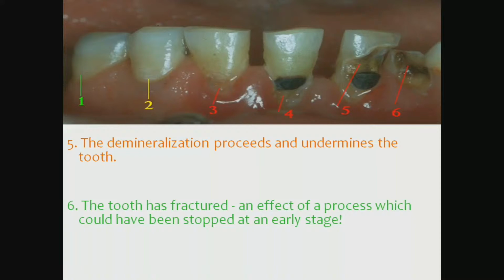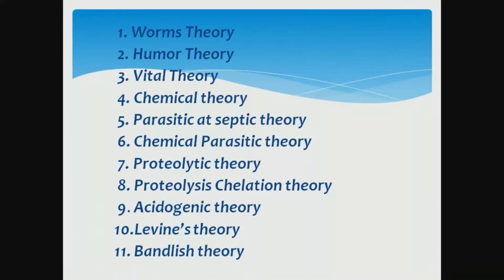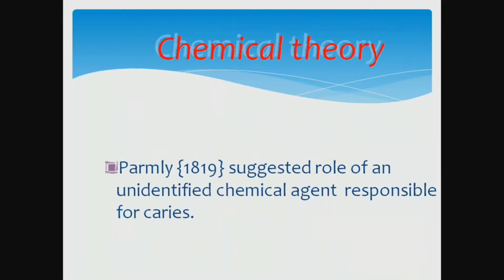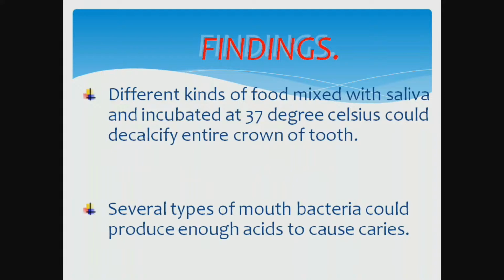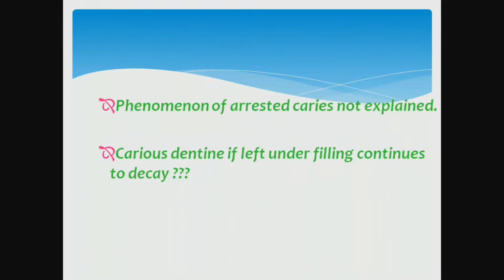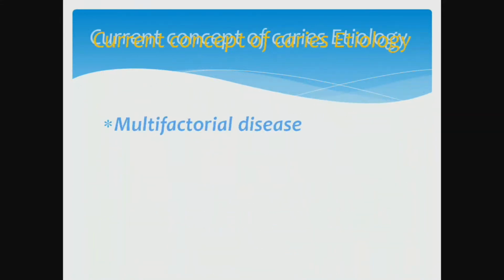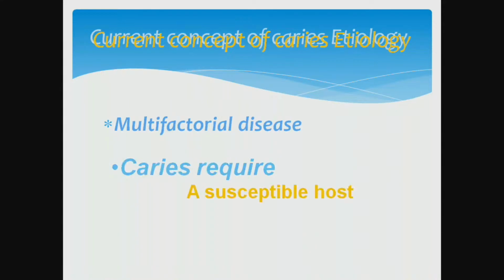The tooth has been fractured. In the 6th figure, you can see the tooth has been completely fractured. It's totally demineralized and the tooth is gone. So theories, we had spoken in the first class about the theories. If you remember, I won't go much into the theory part. So we will straight away jump on to the current concepts of the etiology.